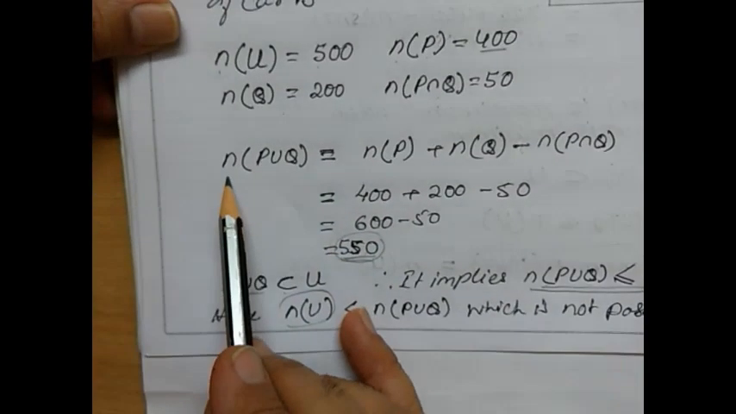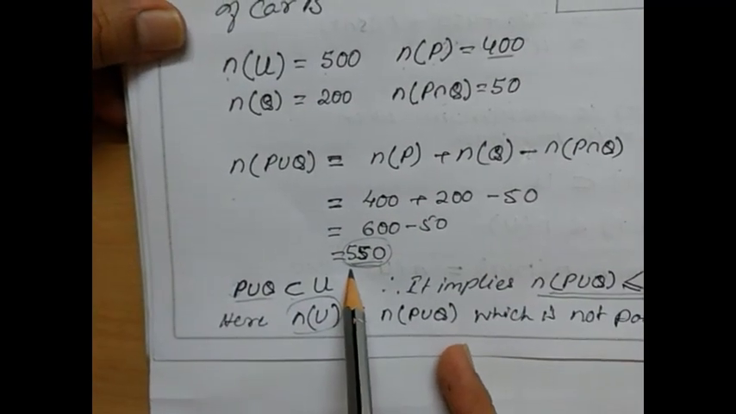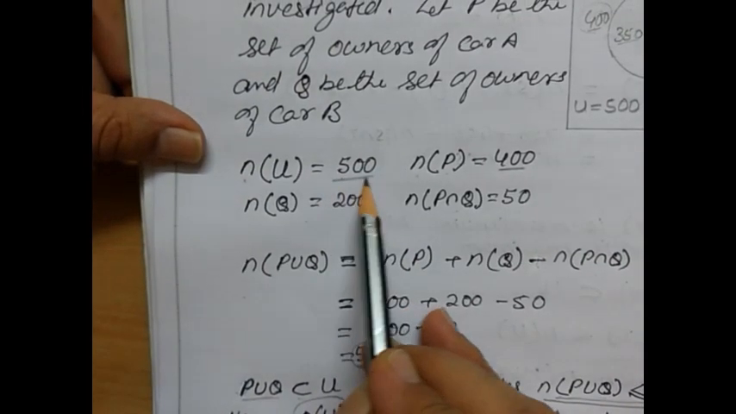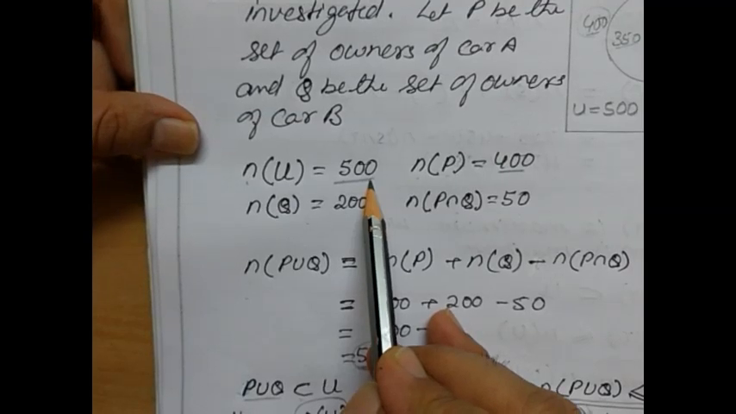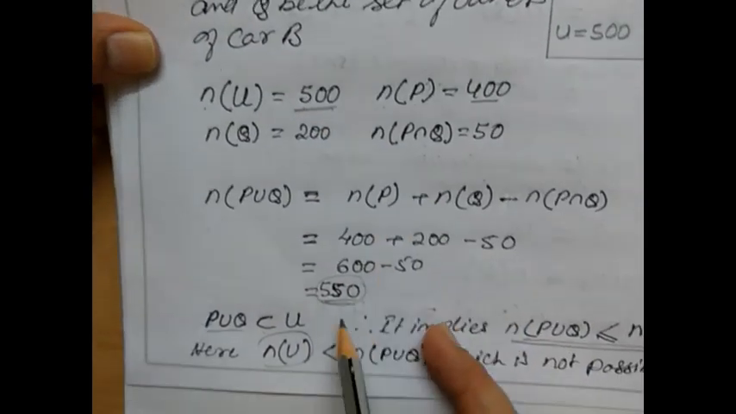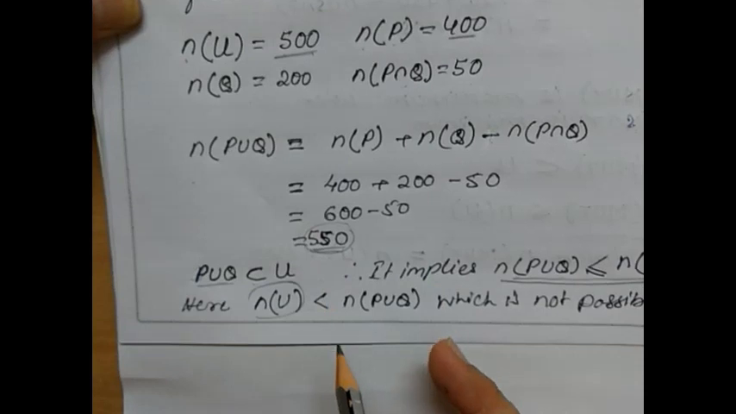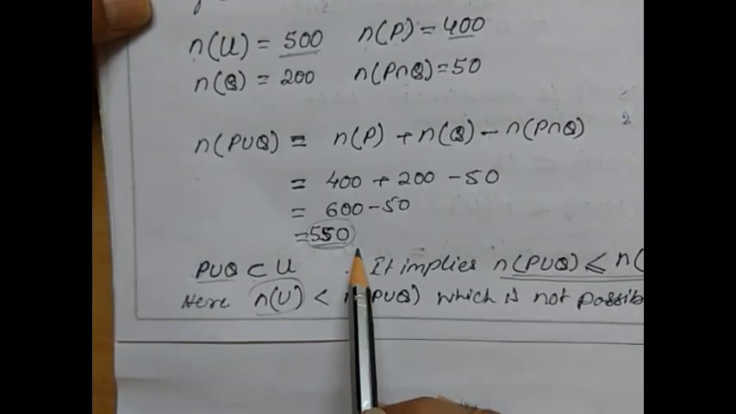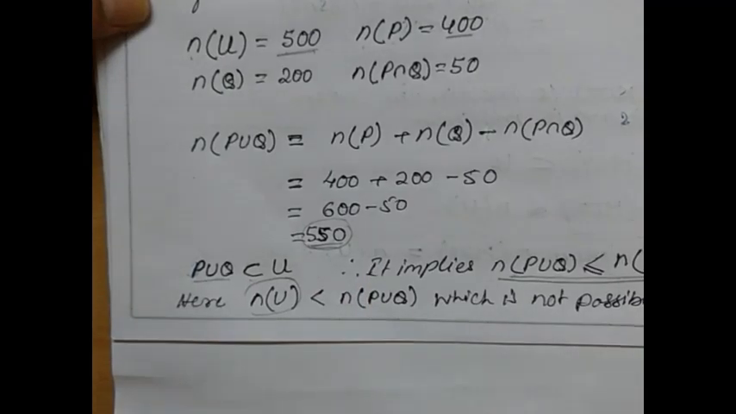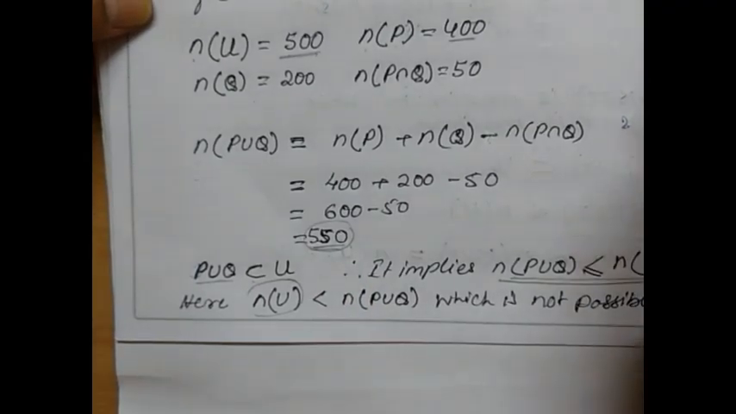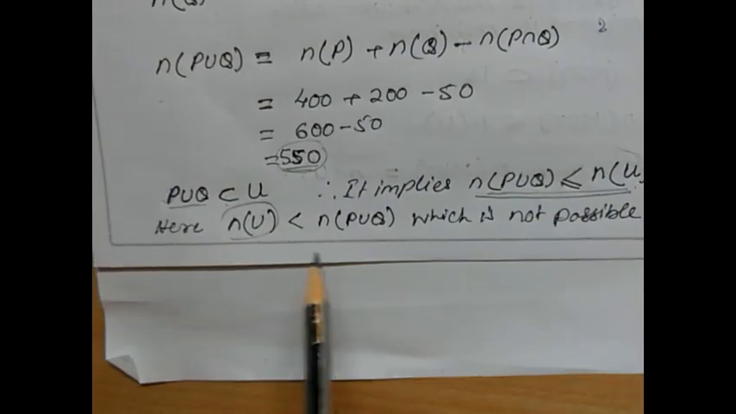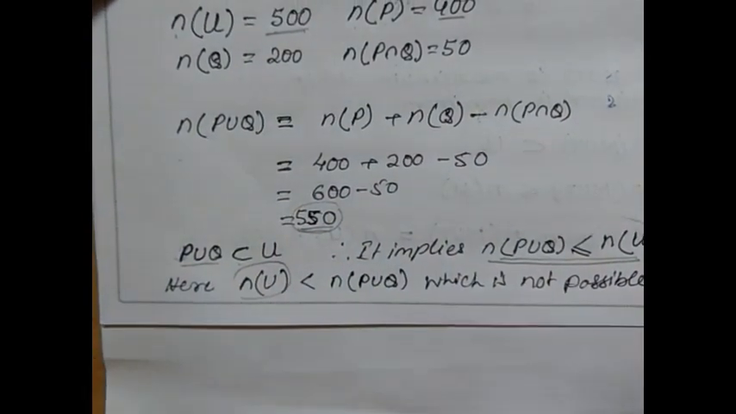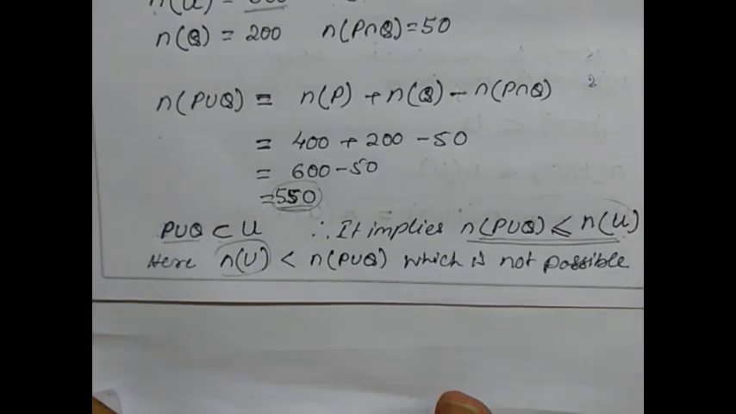The number of car owners who own either A or B, we are getting 550, which is greater than the total number of cars investigated. Can it be possible? How is it possible? This thing is not possible. If the number of people owning cars is more than the number of people who were investigated, this is not possible. So here the data which is given is totally incorrect. I hope this is clear to you.